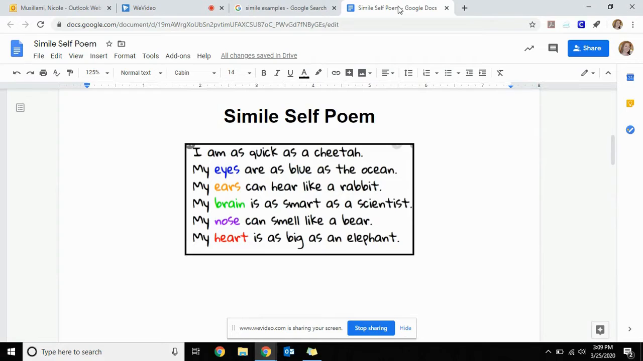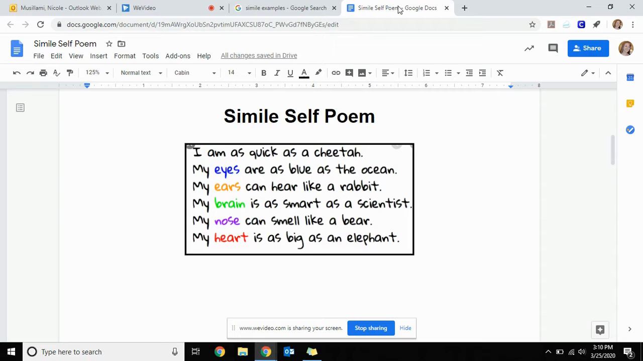So this example I found online goes like this. I'm as quick as a cheetah. My eyes are as blue as the ocean. My ears can hear like a rabbit. My brain is as smart as a scientist. My nose can smell like a bear. My heart is as big as an elephant.